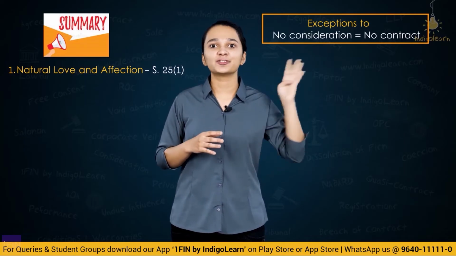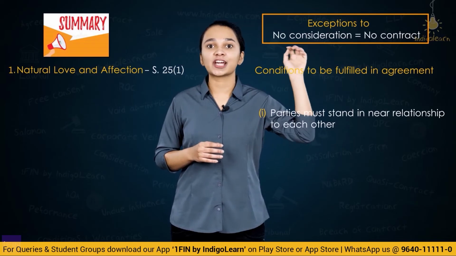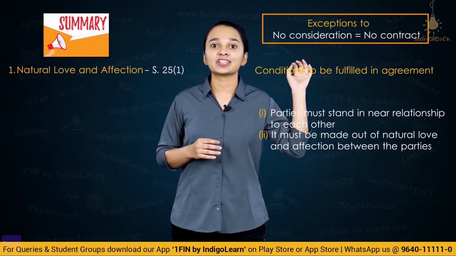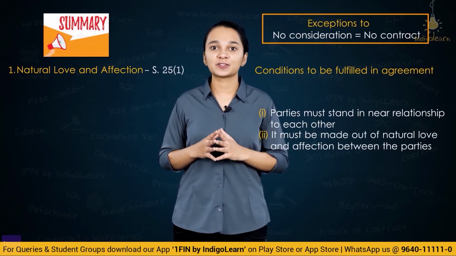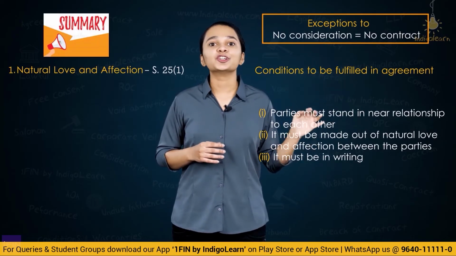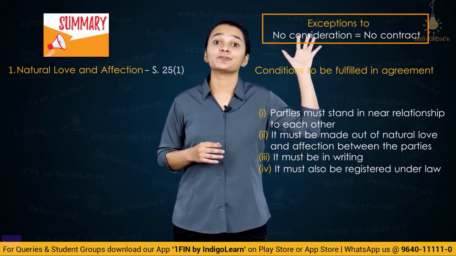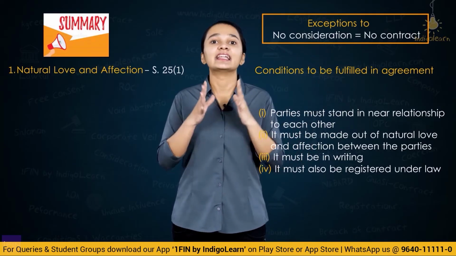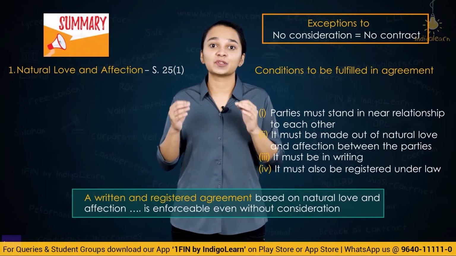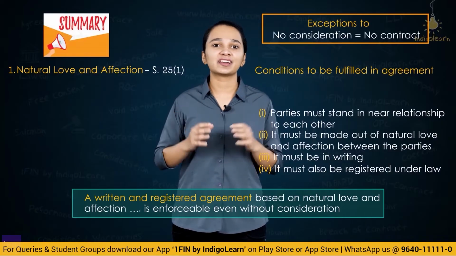And here there are 4 conditions which have to be complied with. 1. The parties to the contract should be in a very close relationship. 2. There must be natural love and affection existing between the parties to the contract. 3. The agreement must be in writing. And 4. The written agreement must be registered under law. If all these 4 conditions are satisfied, then the contract which is made on the basis of natural love and affection, which is written and registered under law, will be valid even without consideration.